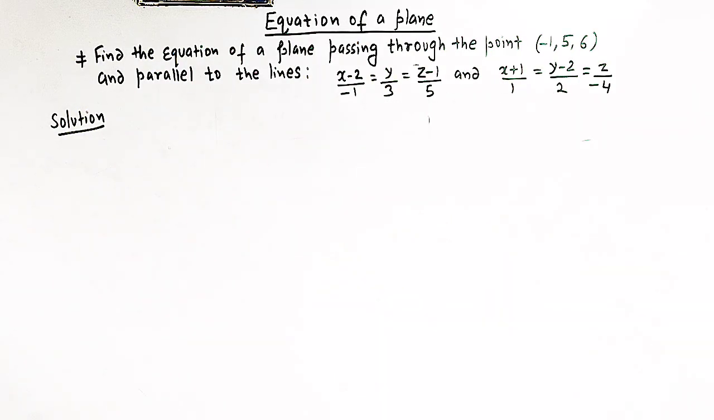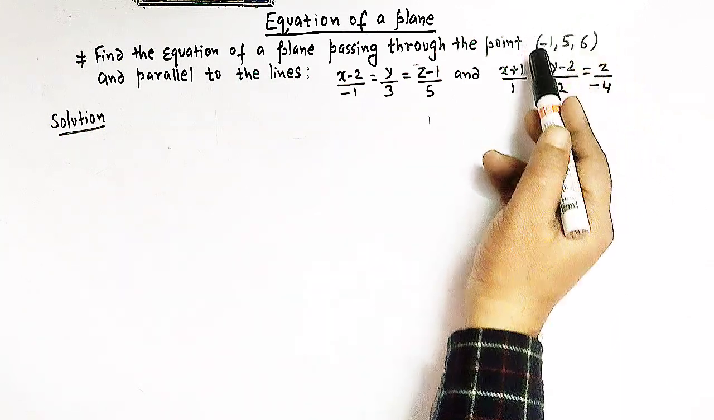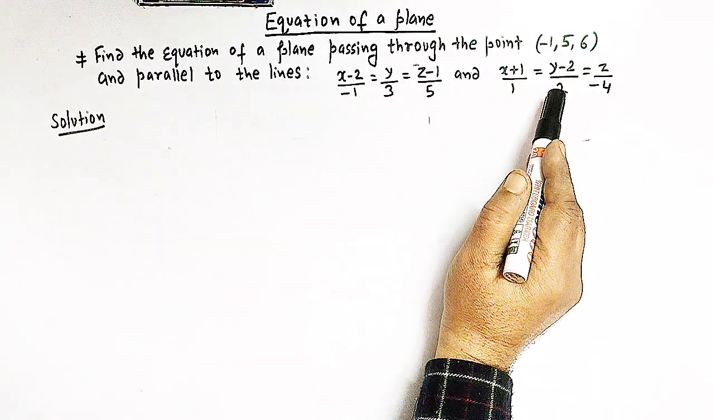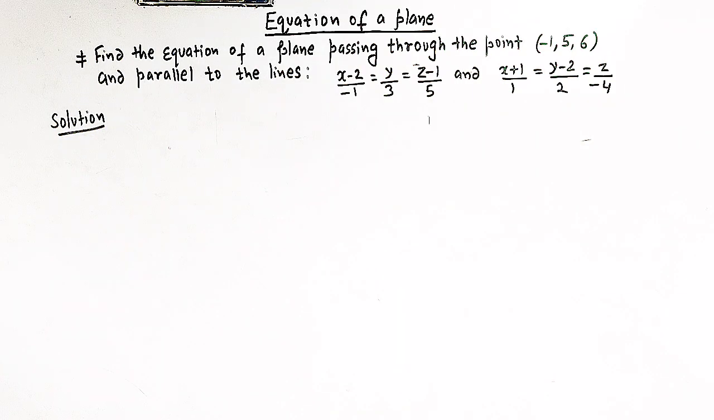So here we are going to discuss the concept when we are given a point and two lines, and we have to find the equation of a plane passing through this point and parallel to these two given lines whose equations are given in a symmetric form.